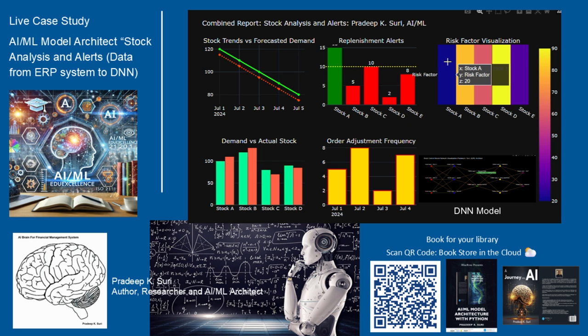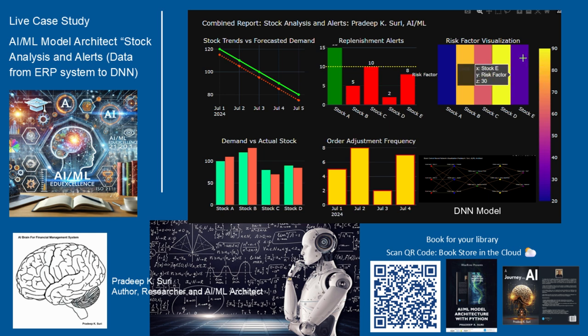Overall insights: stock A is the most critical stock, with low stock levels, high demand, and frequent replenishment alerts. Stocks B, C, and D have relatively stable supply situations. Stock E has a high risk factor due to low stock levels, despite having a lower demand.